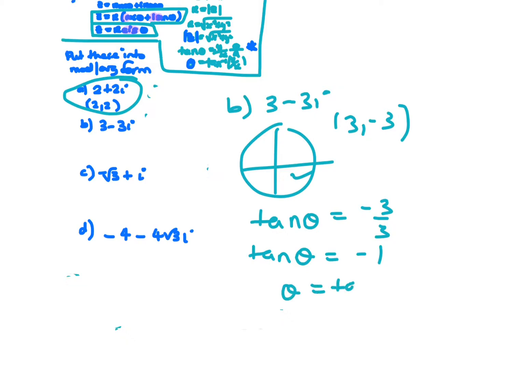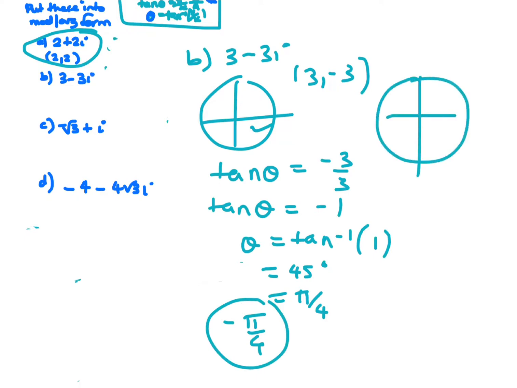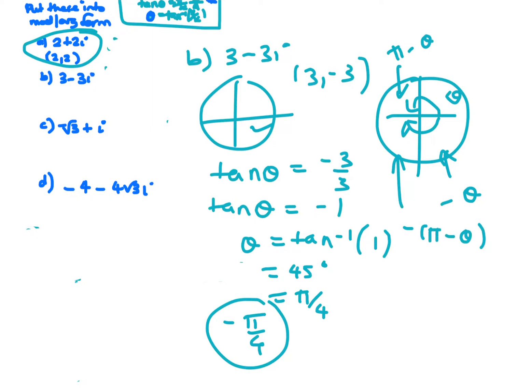If you just want the acute angle, it'll just be tan inverse of 1. You don't need the negative. So it'd be 45 or pi on 4. The negative just places us in that quadrant. In that quadrant, the angle would be minus pi on 4. Because basically, when you're doing things in mod arg form, the angle is going to be theta, then pi minus theta, and minus pi plus theta.